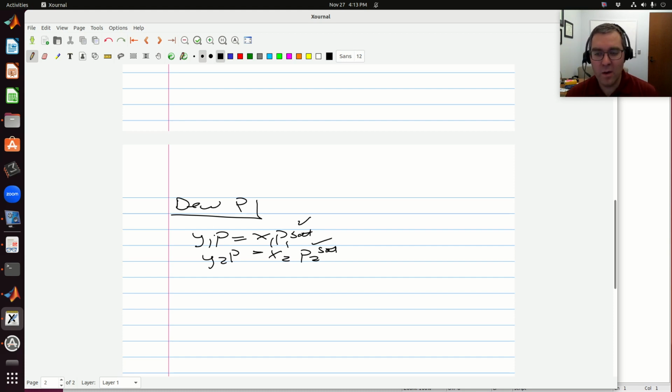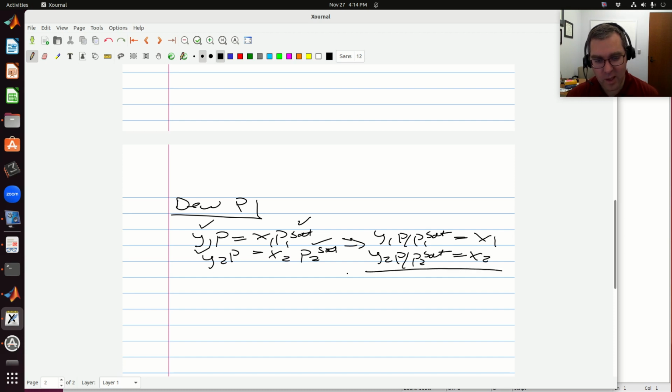Now I'm at my dew point, so y1 and y2 are equal to z1 and z2, so I know y1 and y2. P is what I want to solve for. x1 and x2 are unknown. So I'm going to do the same trick where I sum these two equations and use the fact that x1 plus x2 is equal to 1. I divide through by P1 sat and P2 sat, so y1 P divided by P1 sat is equal to x1, and y2 P divided by P2 sat is equal to x2.